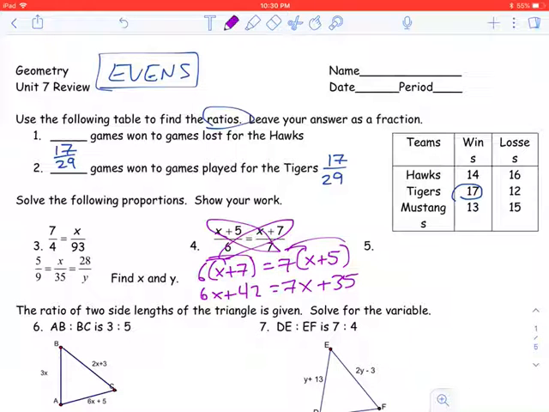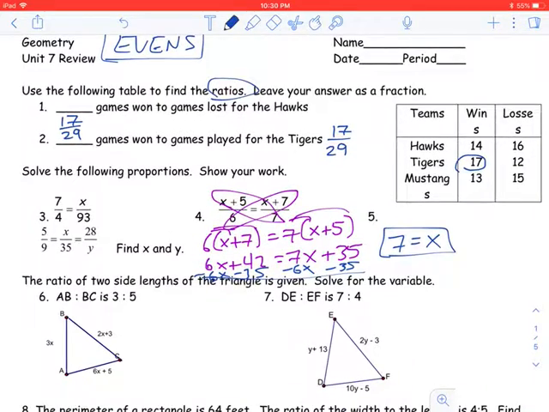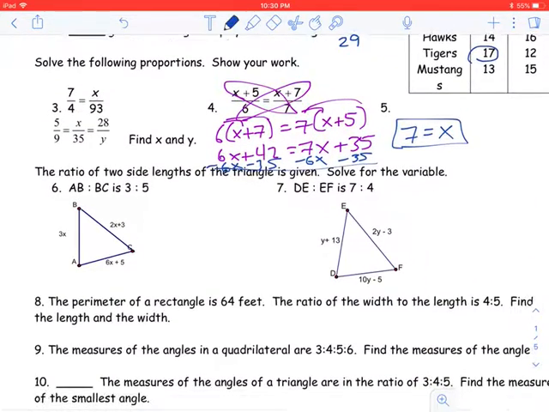And so at this point, you can kind of solve any way you want. For me, I'm going to subtract the 6x over here to give me just x. And then on this side, I'm still going to subtract 35. So I end up with 7 equals x for number 4. We did number 5 in the odds, so make sure you're watching the odds videos if you haven't already.